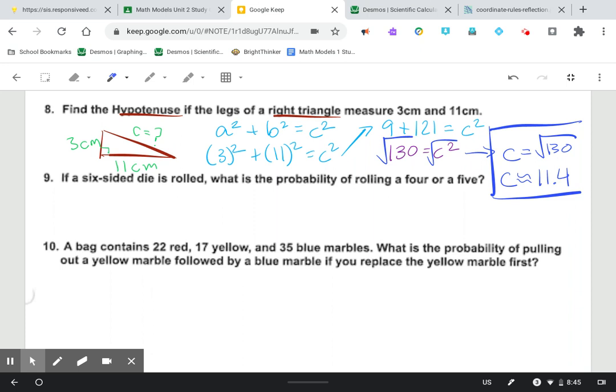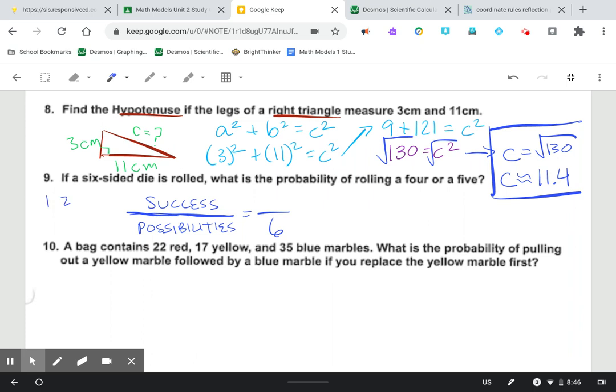Next one. If a 6-sided die is rolled, what's the probability of rolling a 4 or 5? This is a basic probability question. If you remember, in a probability, the denominator is always going to be the total number of options. So how many different things might we get if we roll a die? Well, in this case, there are 6 possibilities. So the denominator is the possibilities. What are the different things we could get if we roll a die? And then the top is the success, meaning what do we want? Well, we want to roll a 4 or a 5.